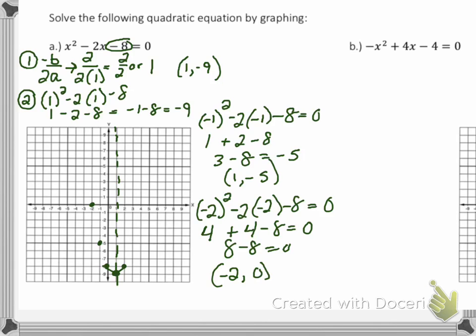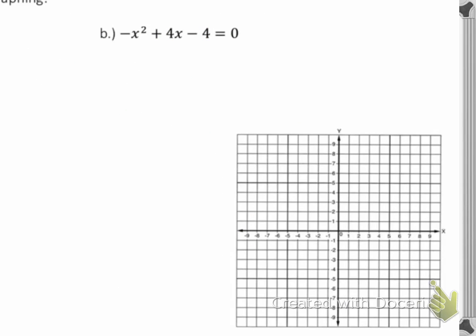Now these 2 points that I plotted, I'm also going to reflect them. And so this is how I can accurately sketch my graph. I see where my graph has hit the x-axis. That's my solution. So my answer is negative 2, 0, but then also 4, 0. Okay, now let's look at example B. Same idea. We're going to start with our line of symmetry: opposite of B all over 2A.